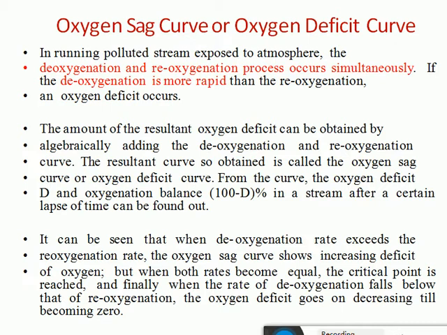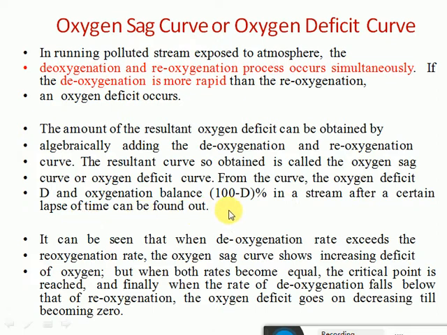The amount of resultant oxygen deficit can be obtained algebraically by adding the deoxygenation and reoxygenation curves. The resulting curve so obtained is called the oxygen sag curve, or it is also called the oxygen deficit curve. From the curve, the oxygen deficit D and the oxygen balance, 100 minus D percent, in a stream after a certain lapse of time can be found out.